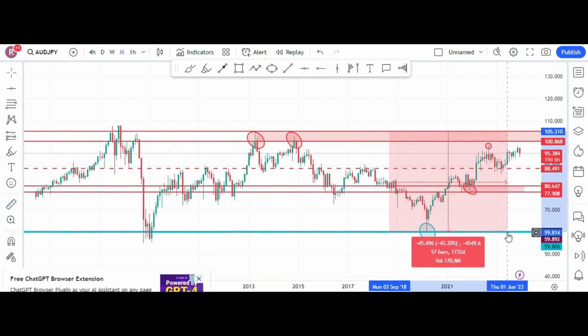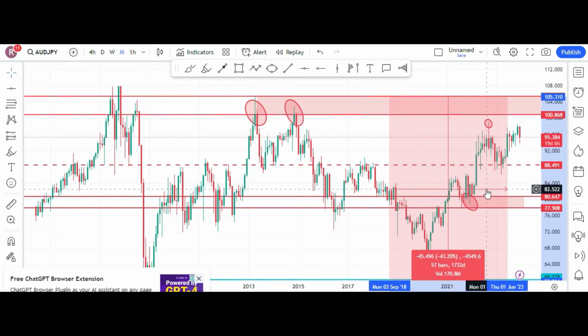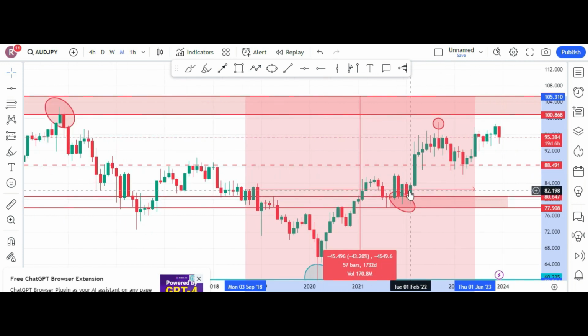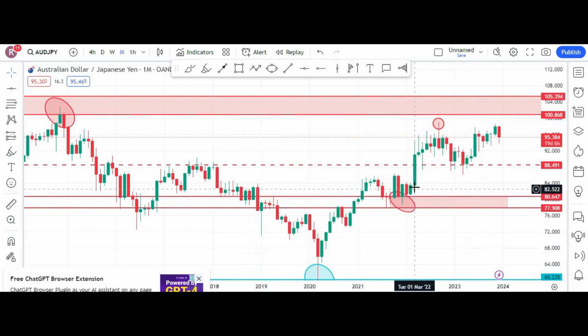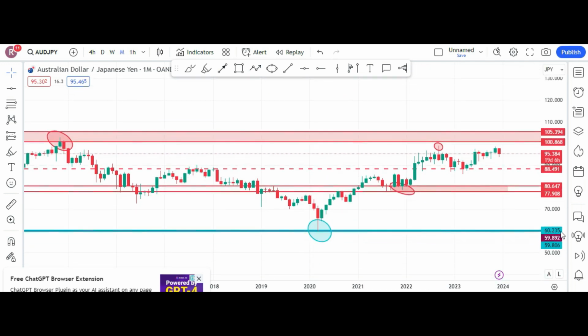The actual range was this, and if you can see that in 50% of the range the price almost remained here for 1, 2, 3, 4, 5, 6, 7, 8, 9, 10, 11, 12, 13, 14 months, almost one year, more than 1 year the price remained here. And again here it created a double bottom in the monthly range.